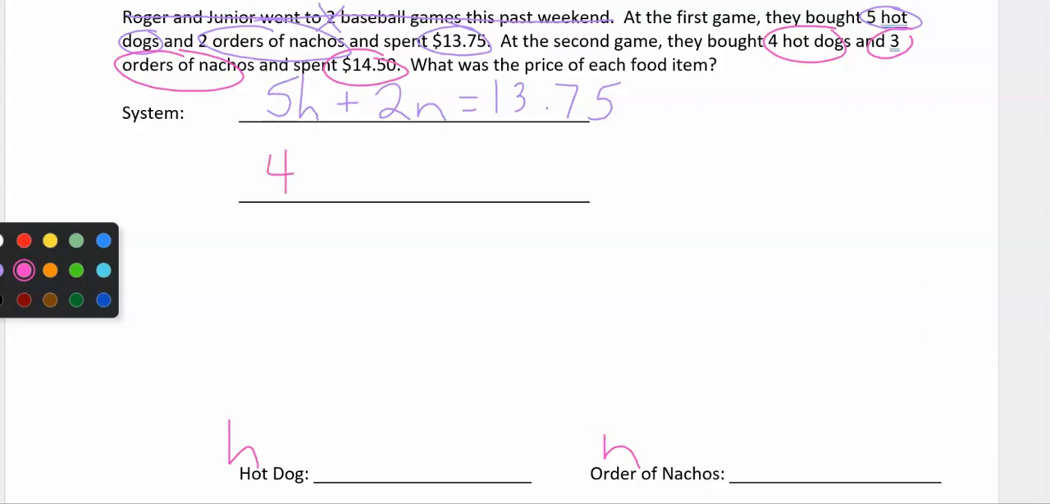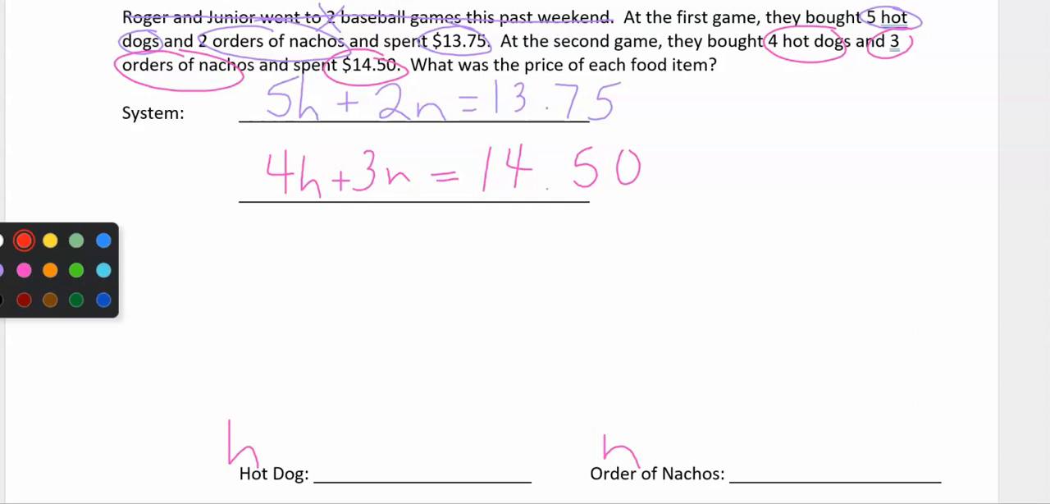So that was 4 hot dogs plus 3 orders of nachos. And at that game, their food total was $14.50. So there's my 2 equations. This is definitely going to be better for elimination. I don't have a plain variable that's just h or just n. So I'm going to go for elimination.